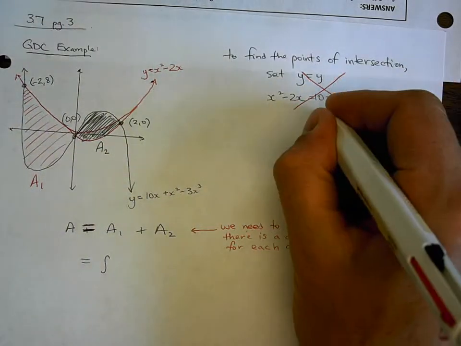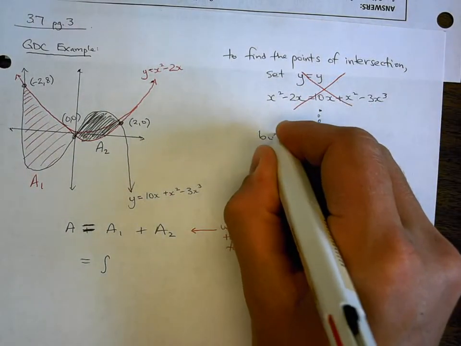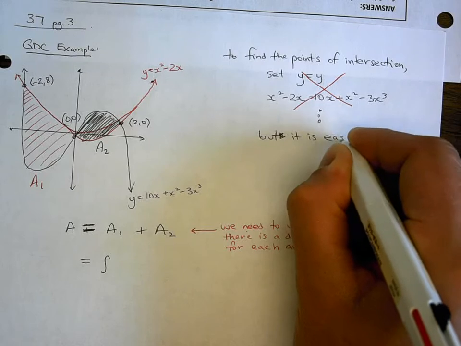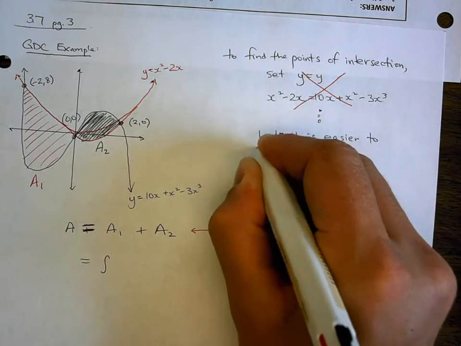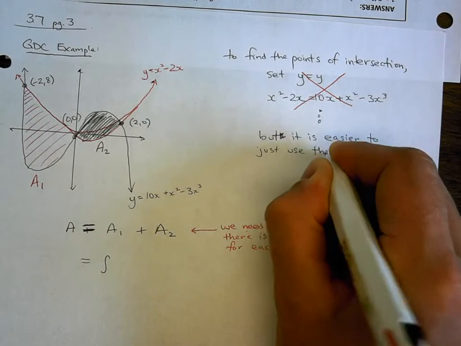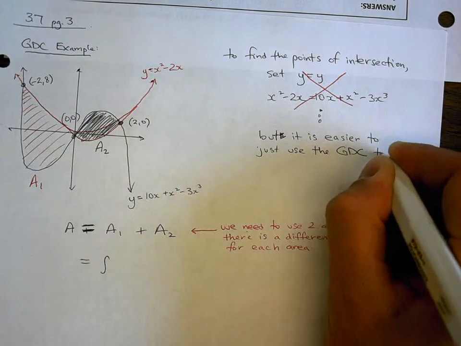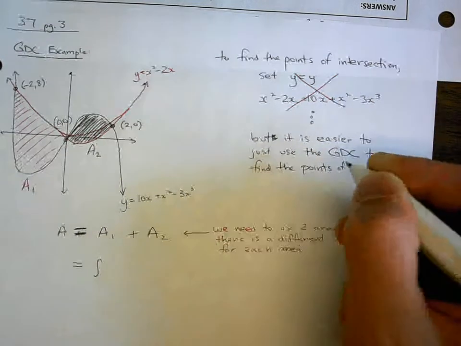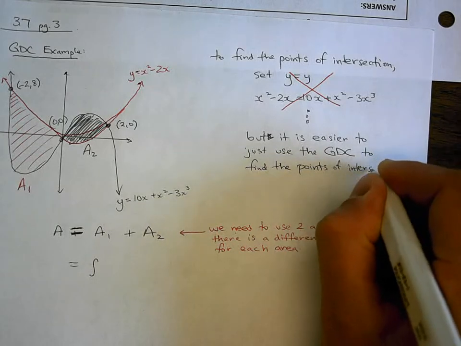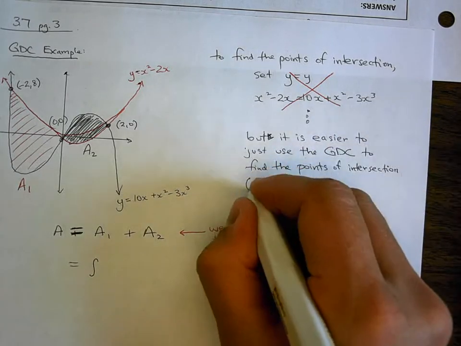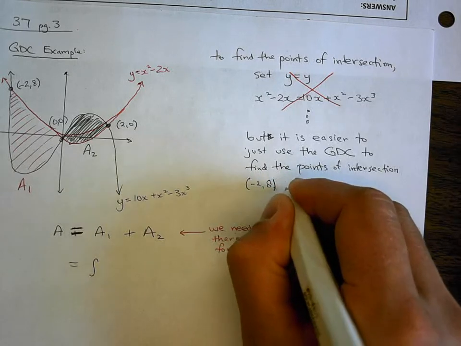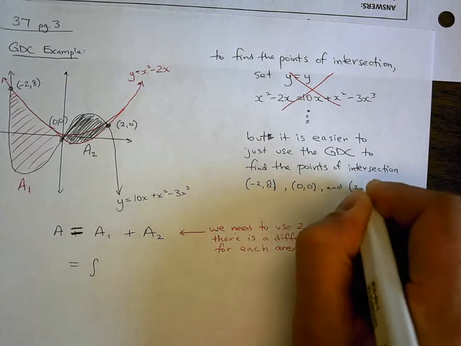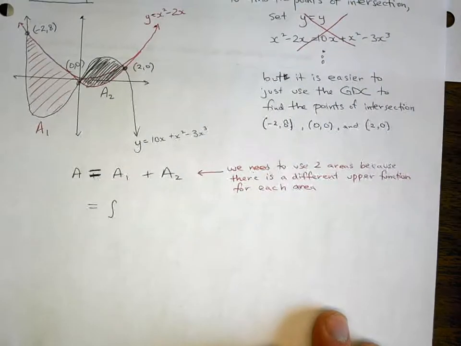So I'm just going to say that instead of doing this, it is easier to just use the GDC to find the points of intersection. And those points are (-2, 8), (0, 0), and (2, 0). Okay, so now I can build my integrals here.